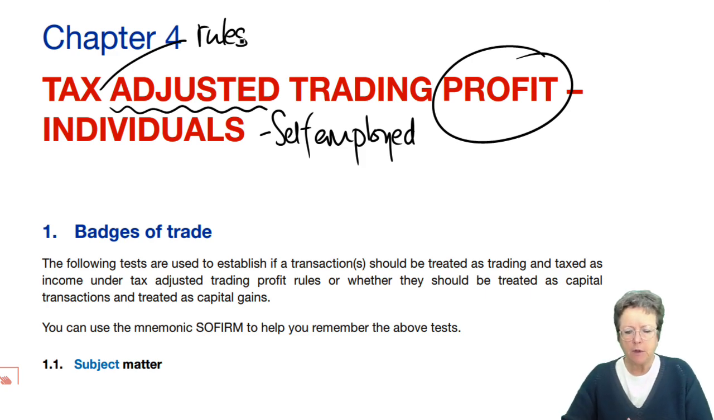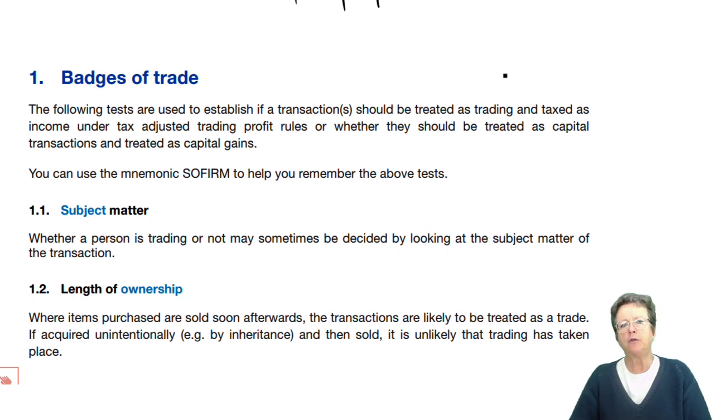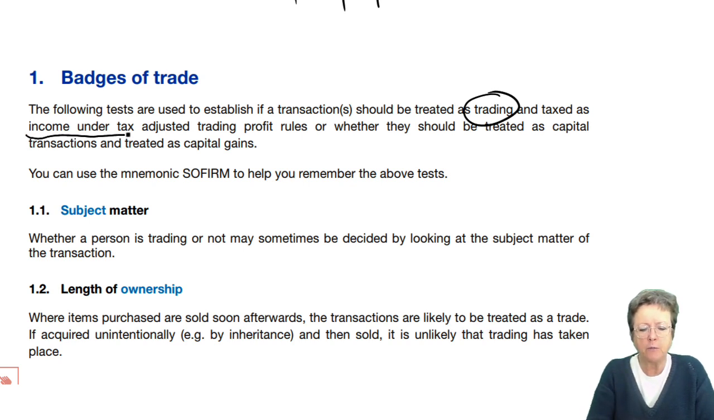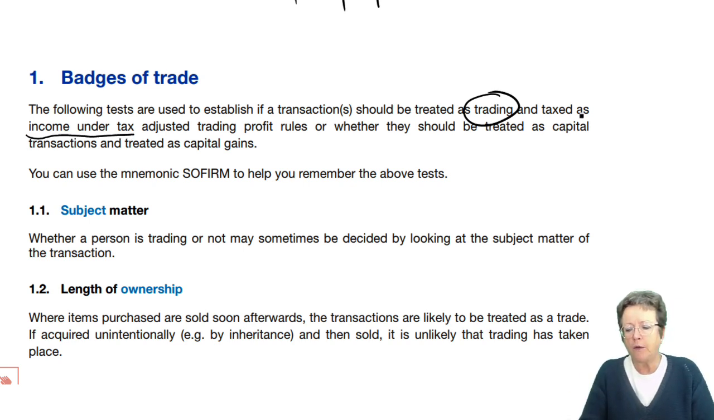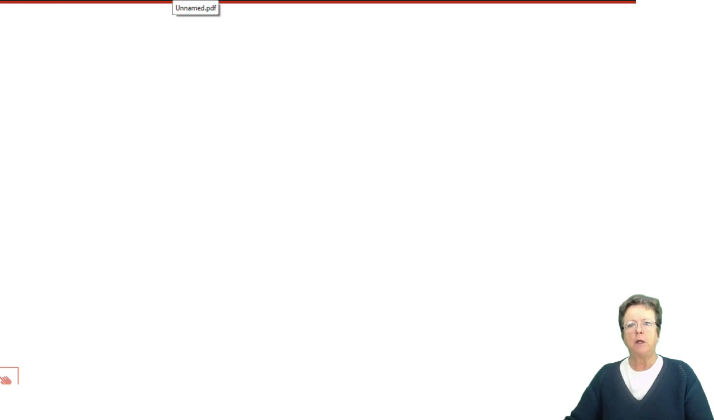However, over the years, there have been issues regarding whether transactions that an individual is undertaking are in fact trading and treated as being taxed under income tax, or whether they are capital in nature. Therefore, they're not trading. Now, there is a reason behind this. Let me just explain the reason behind and why these things have caused issues over the years.